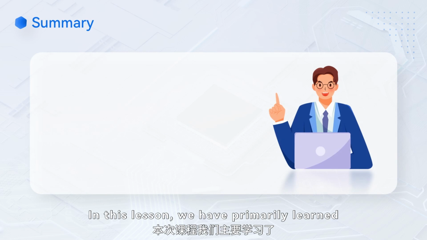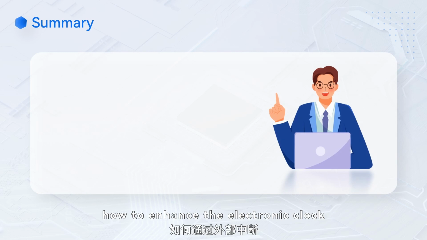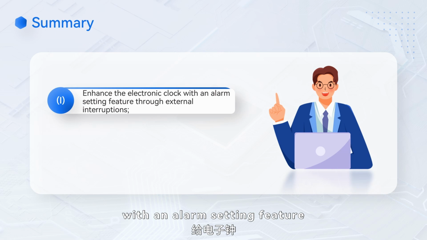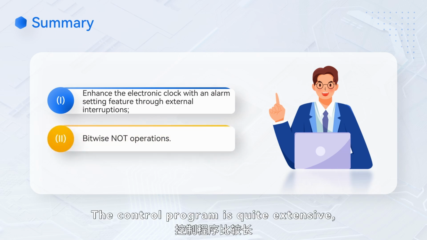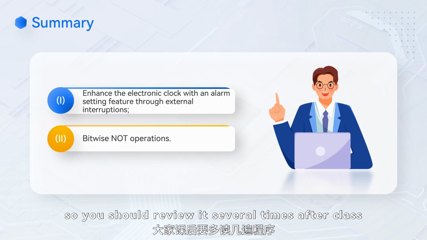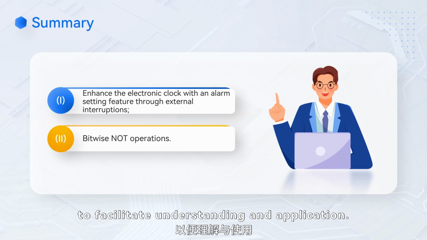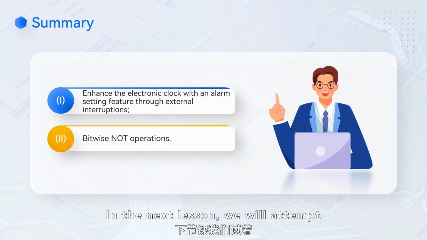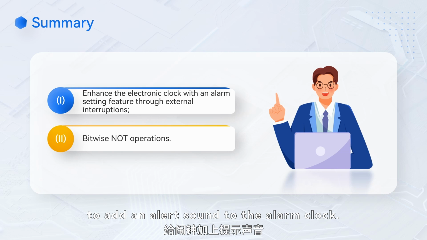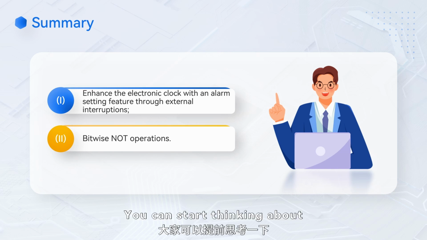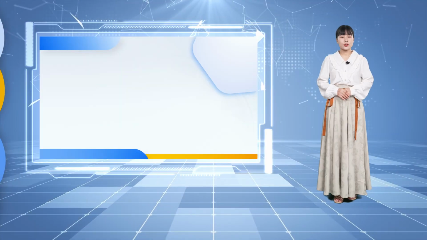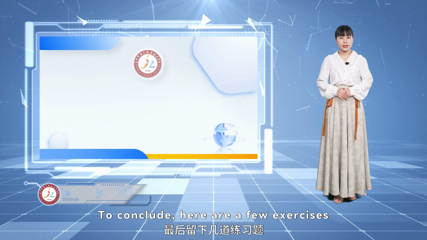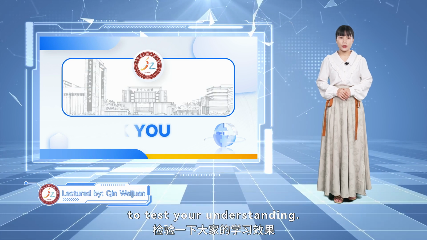In this lesson, we have primarily learned how to enhance the electronic clock with an alarm setting feature through external interruptions and bitwise NOT operations. The control program is quite extensive, so you should review it several times after class to facilitate understanding and application. In the next lesson, we will attempt to add an alert sound to the alarm clock. You can start thinking about how you would implement this feature. To conclude, here are a few exercises to test your understanding.